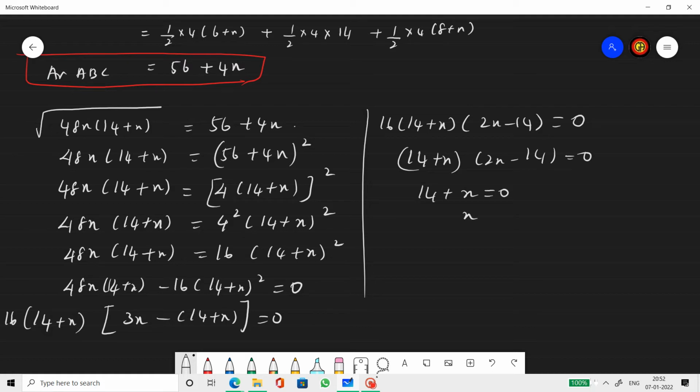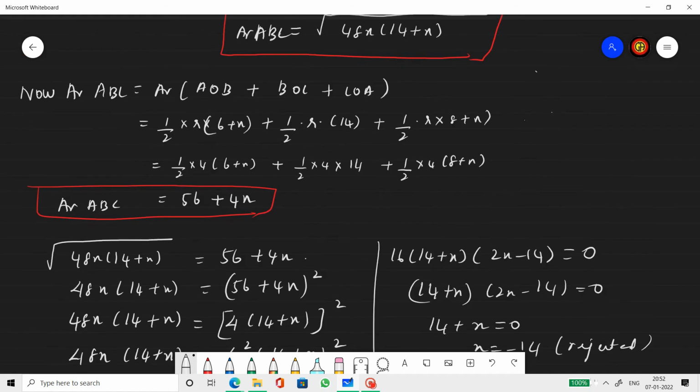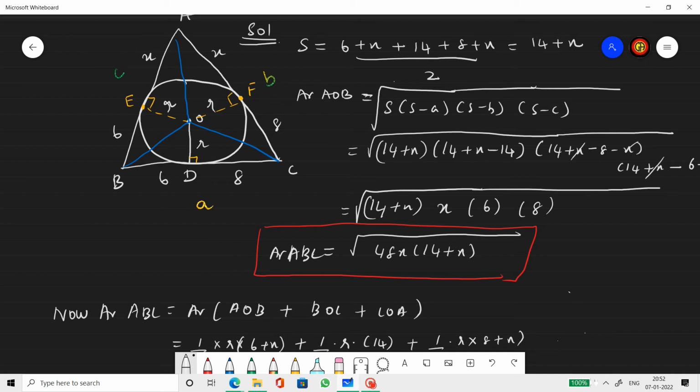14 + x equal to 0, x equal to −14, rejected because x indicates the length of a portion of the side, it can't be negative. So 2x − 14 equal to 0, x is equal to 7. So if x is 7, the side will be 7 + 6 and 7 + 8. So the length will be 7 + 6, which is 13, and then 7 + 8, which is 15.